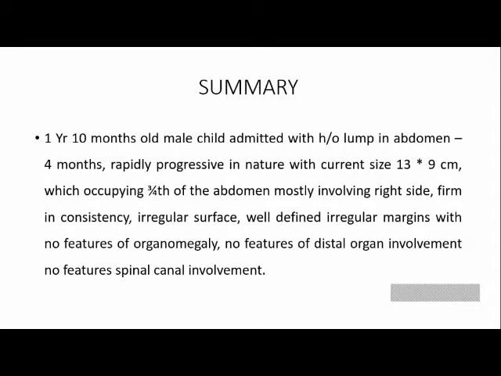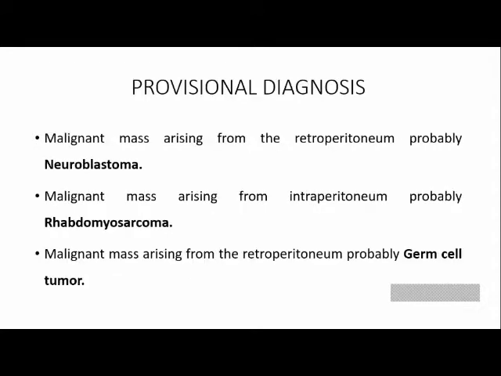So what is your probability of diagnosis? Sir, first my provisional diagnosis is a malignant mass arising from the retroperitoneum, probably neuroblastoma. Okay. Second is a malignant mass arising from either retroperitoneum or intraperitoneum, probably rhabdomyosarcoma. Okay. And the third one is a malignant mass arising from retroperitoneum, probably germ cell.